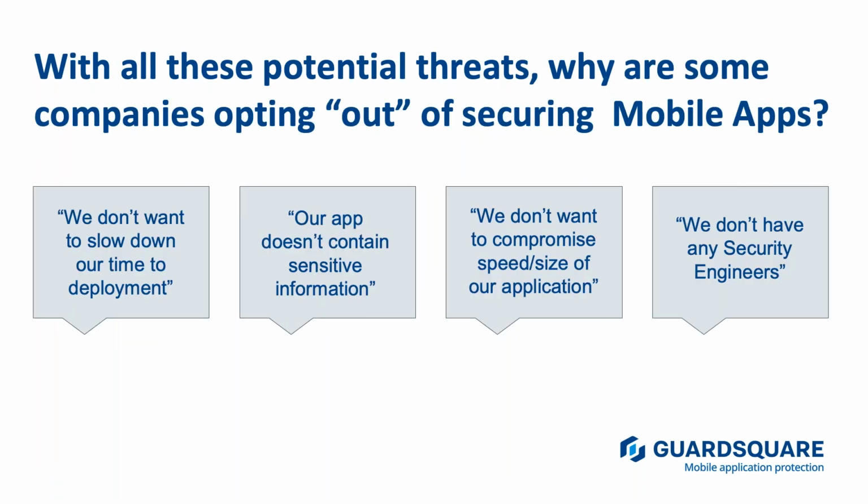So with all of these potential threats, why are some companies opting out of securing their mobile apps? There's a number of myths in this area. The first is, I think, that we don't want to slow down our time to deployment. The reality is that mobile is fast, and fast to market is essential for mobile apps. We recognize this, and features need to be rolled out as quickly as possible to compete with the ever-changing mobile app market. However, this has been recognized for a long time as a potential problem.